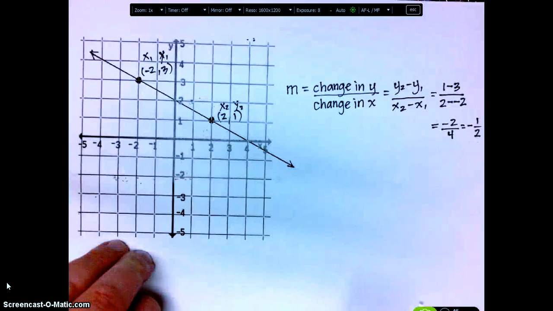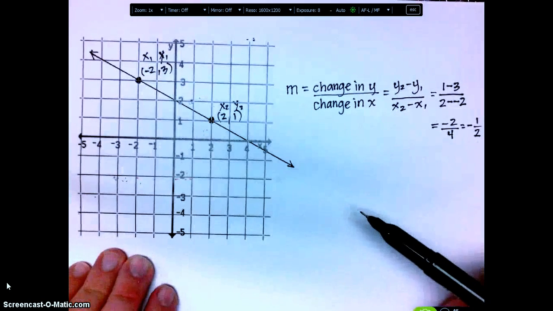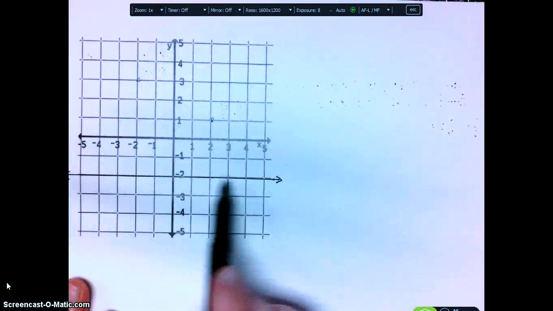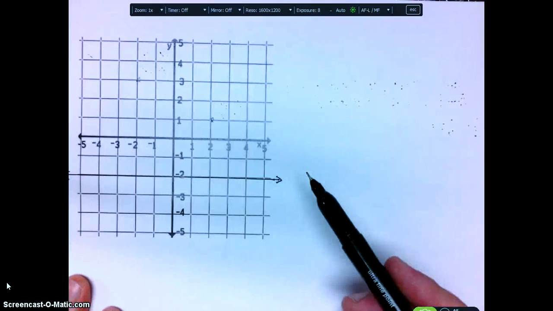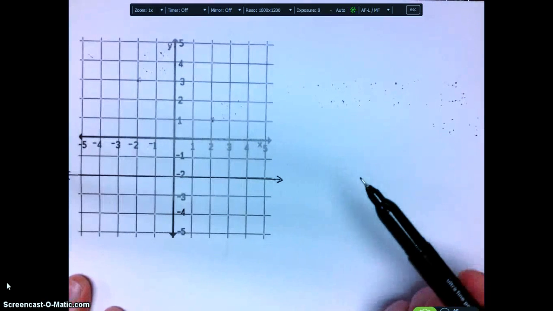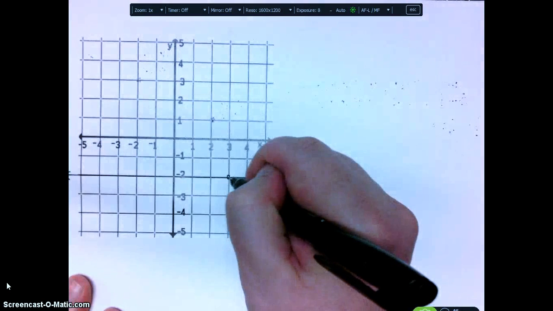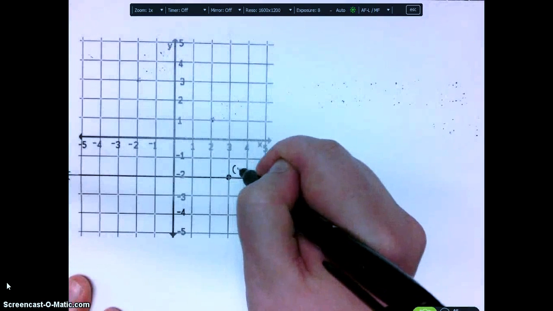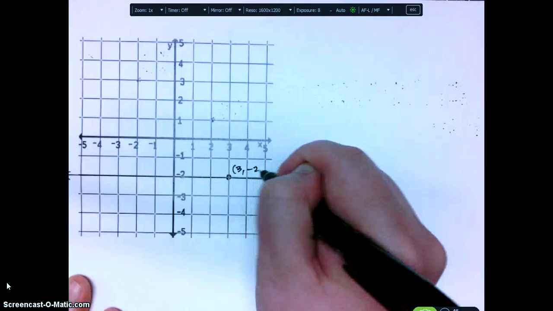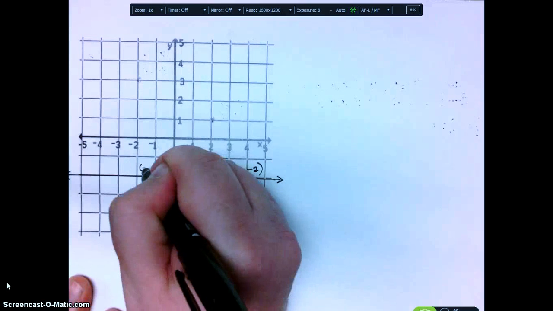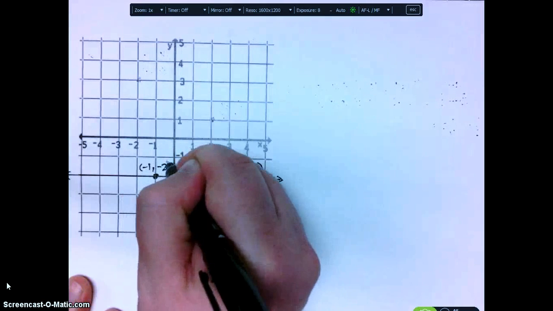So let's do another one, because we know not all lines are going diagonally. Sometimes you might have a line that is a horizontal line. Can you still find the slope of this line? Yes, you can. Again, pick any 2 points. So how about we pick this one right here? This is at 3, -2. And I can pick this one right here. This is at -1, -2.